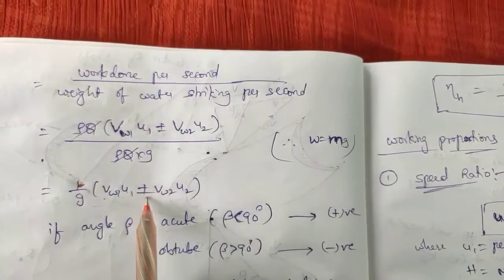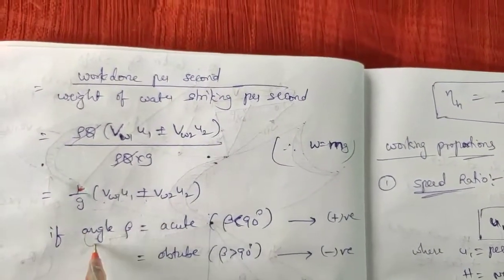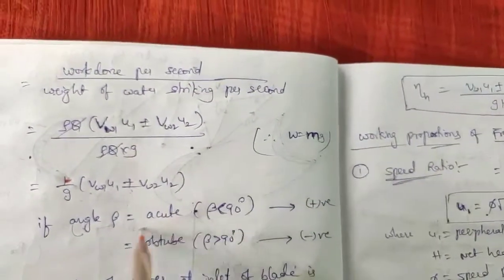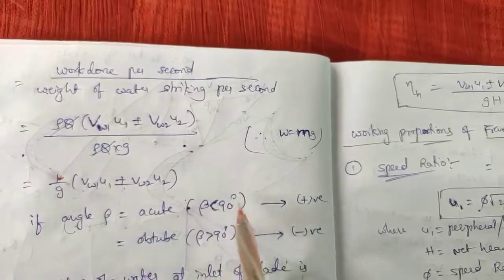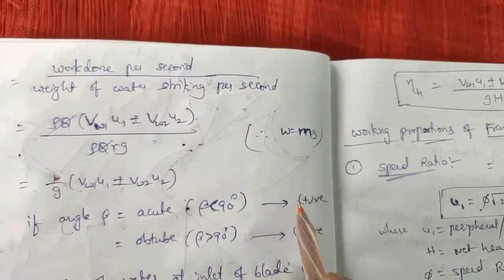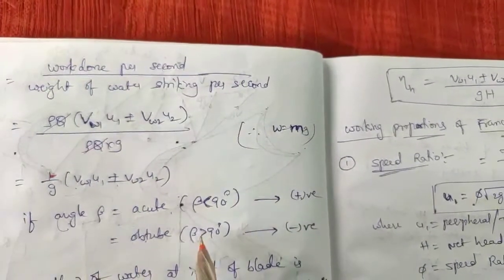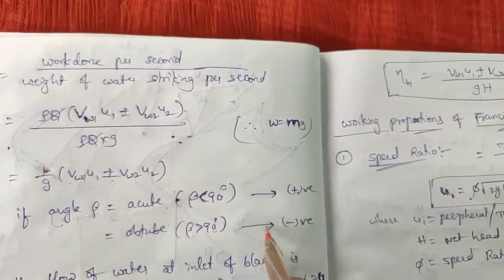When do you use plus or minus? If the beta angle, the exit jet angle, is acute, that means beta less than 90 degrees, take the plus sign. If beta is obtuse, that means beta greater than 90 degrees, take the negative sign.